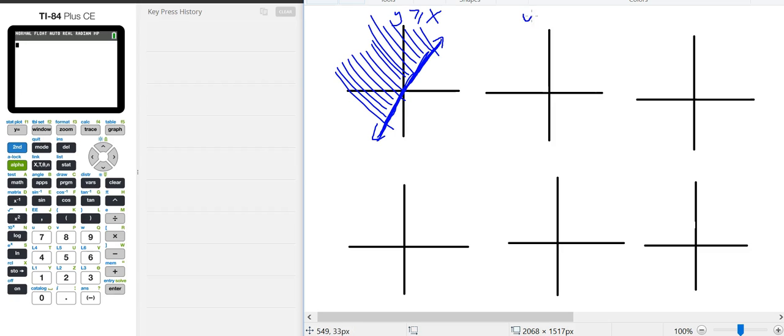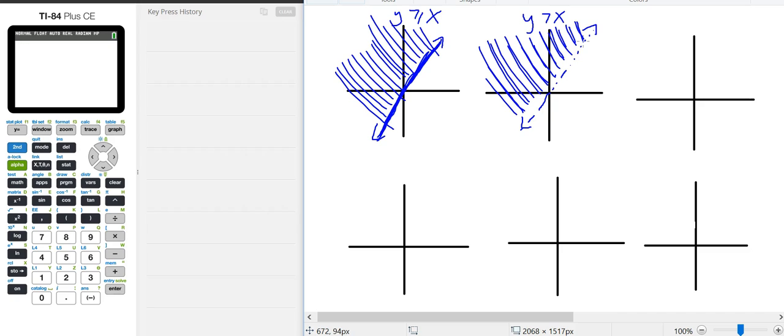Let's say we had the inequality y is greater than x. We would graph the line y is equal to x, but instead of drawing a solid line, we're going to draw a dashed line. And of course we would shade above because y is greater than x. This dashed line shows that everything on the dashed line is not included within the solution of the inequality.